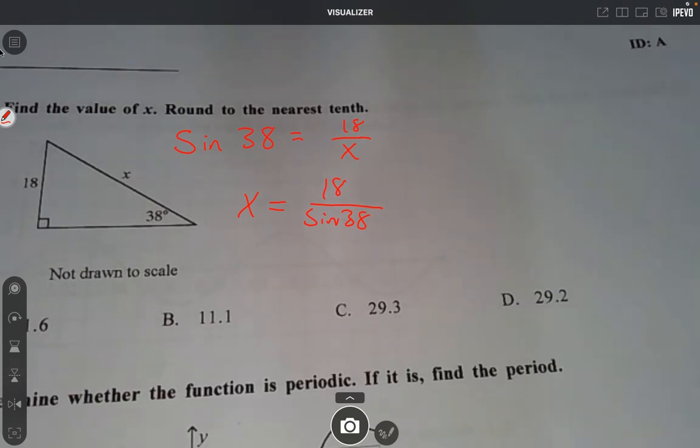How do you do it when it's on the top? You just multiply. If it was x over 18, you would have multiplied by 18. So you either multiply or you switch it. So what is 18 divided by the sine of 38? 29.2. So make sure you get that. And that is D. Let me check our work. I meant 7 is D.